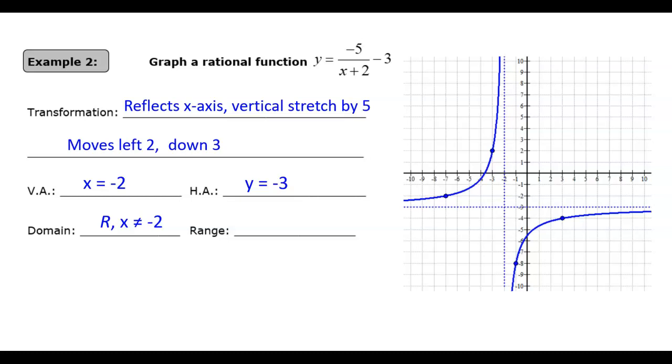All right, so what about range? What does it not touch for the range? The horizontal asymptote, it cannot touch at -3. So you're going to put all real numbers, but x not equal to -3.